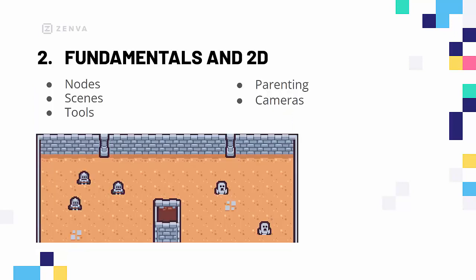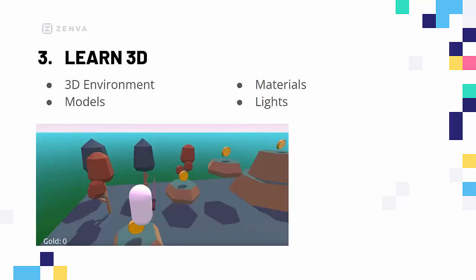We then looked at the fundamentals of the engine, that being nodes, scenes, and the tools we can use to move those nodes and scenes around, as well as how we can do all of this inside of a 2D environment. Okay, we looked at parenting to get an overall understanding of how this engine works at its core, with the fact that nodes are the fundamentals of pretty much everything in your game. We then took that knowledge and transferred it over to 3D, where we looked at creating models, applying materials to those models, and seeing what each material can do differently from one another, as well as lighting.